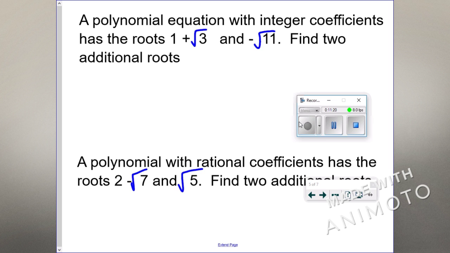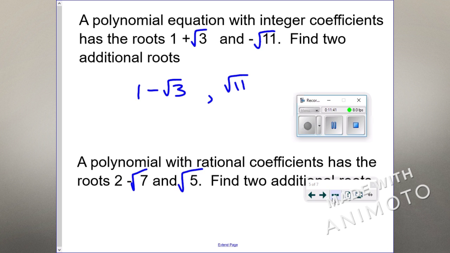So your roots are going to be 1 minus the square root of 3, and then a positive square root of 11, because that's 0 minus square root of 11, so it will be 0 plus square root of 11. So your solutions are listed right there. Those are the additional roots. So you have 4 total roots there.